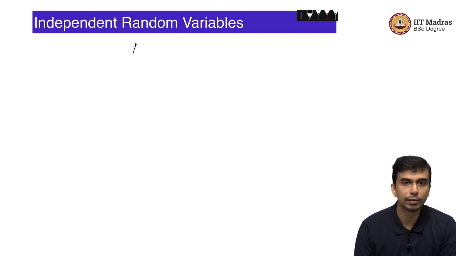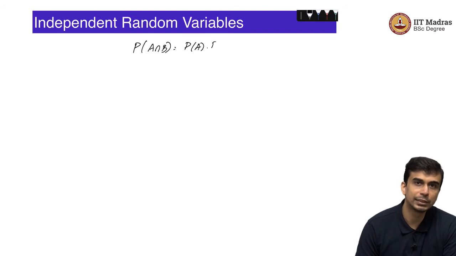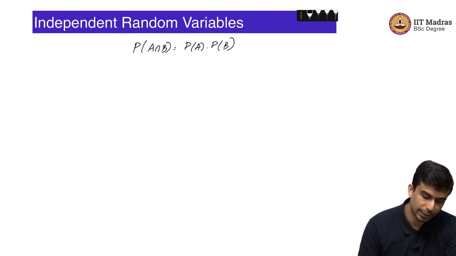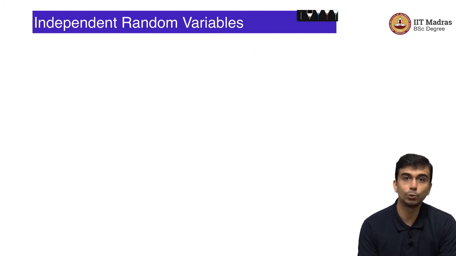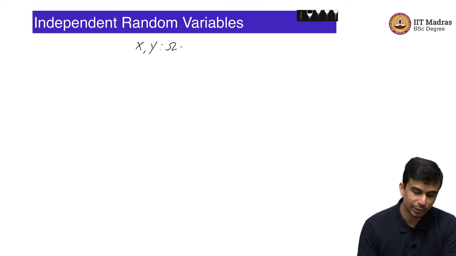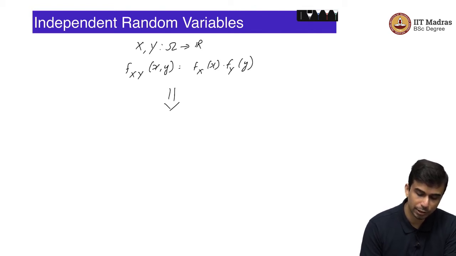Now, we will move to another important concept, which is independent random variables. We have already seen independent events. We will say two events A and B are independent if probability of A intersection B is equal to probability of A into probability of B. That is for independent events. But what does it mean to say two random variables are independent? A very similar definition goes here, that is, we will say two random variables x and y from omega to R are independent if the joint distribution f x y of x comma y is equal to f x of x into f y of y.